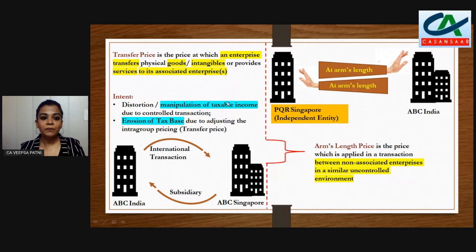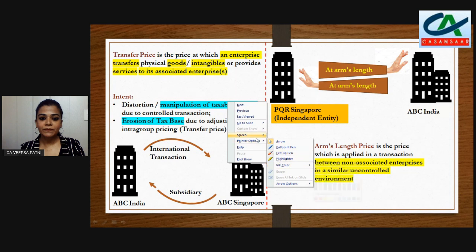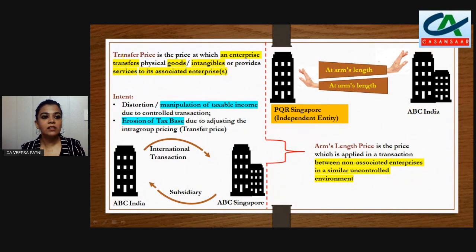As I told you, transfer pricing is basically the price at which an enterprise transfers or transacts or deals with another associated enterprise. So, if ABC India is transacting with ABC Singapore, both entities being part of the same group, the price at which they transact with each other will be the transfer price.